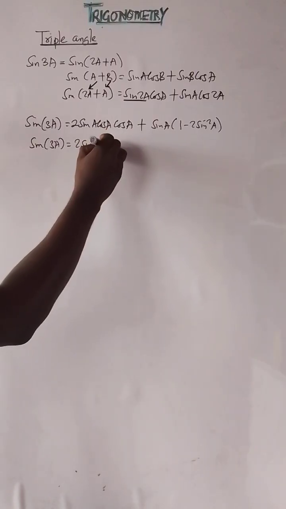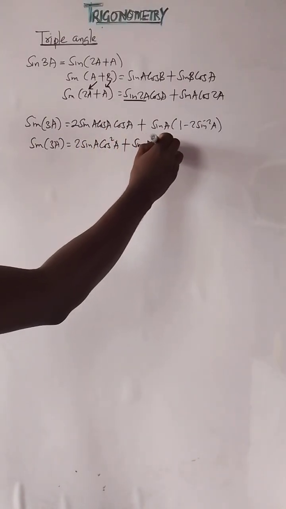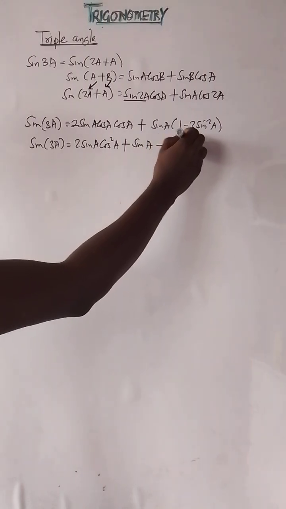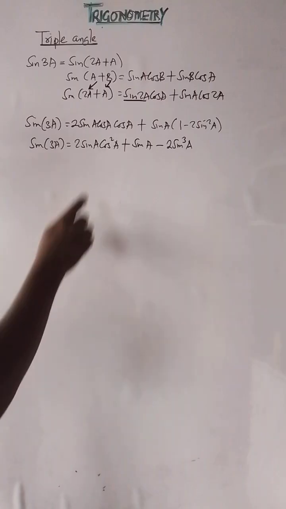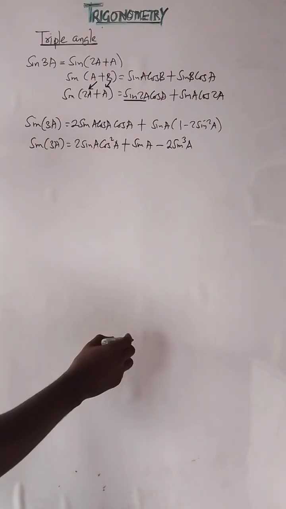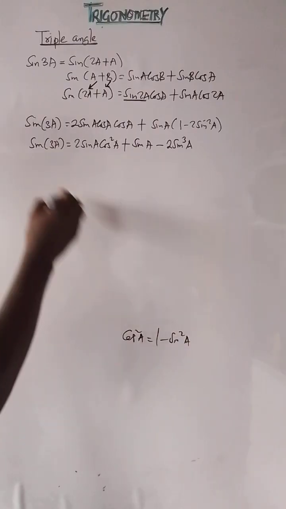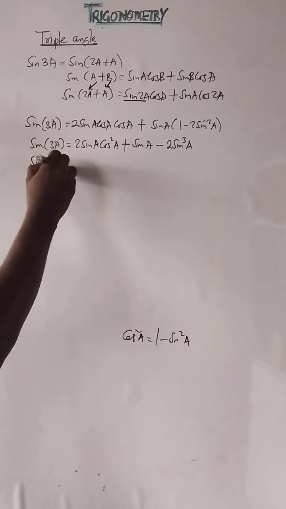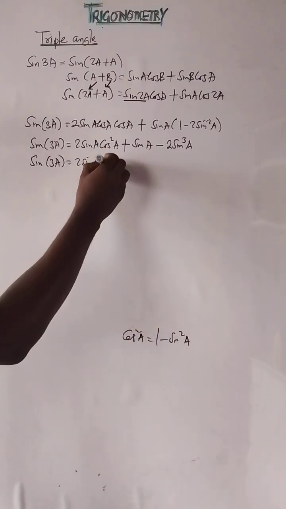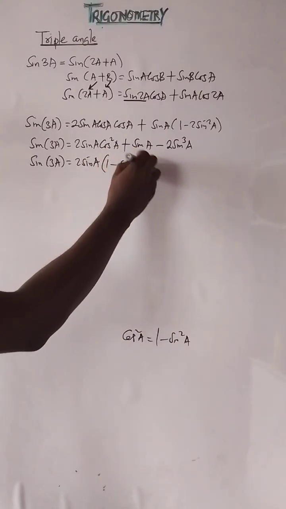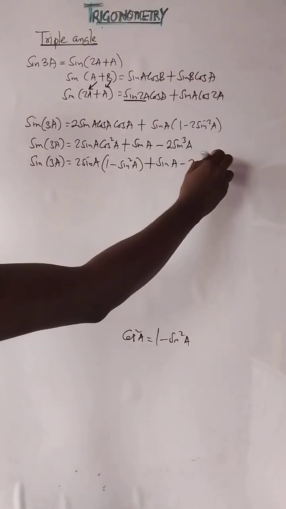So from here, sine 3A becomes 2 sine A cos square A, plus sine A times 1, that's sine A, minus 2 sine cube A. Sine A times sine square A is sine cube A. Next, we don't want to see cos. We recall cos square A is 1 minus sine square A. So sine 3A becomes 2 sine A times (1 minus sine square A) plus sine A minus sine cube A.